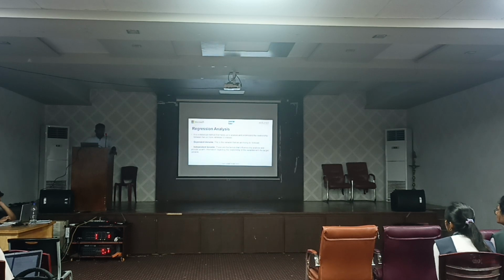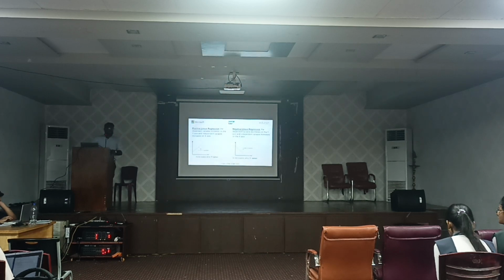Regression analysis, you know very well, we are taking the relationship between the dependent variable and independent variable: the formula, the graph, and what is meant by positive linear regression and negative linear regression. When the x-axis values increase and the y-axis values also increase, then it is called positive line of regression. And whenever the x-axis value is increasing and the y-axis value is decreasing, it is called negative line of regression.